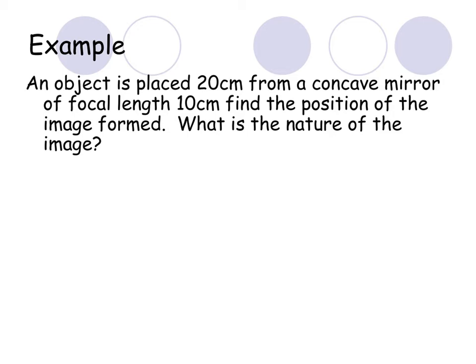Now, what this is asking is simply doing a bit of maths. And to do the maths, you need the formula. But before you even start that, you have to know which one's which. Focal length of 10, that's easy. The object is placed 20 centimetres from the concave mirror, that's u. So we write down our f and our u.